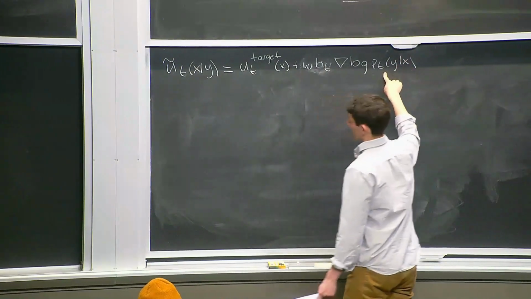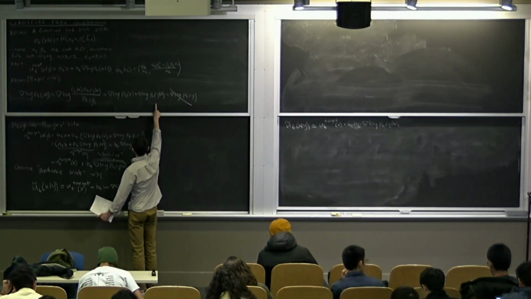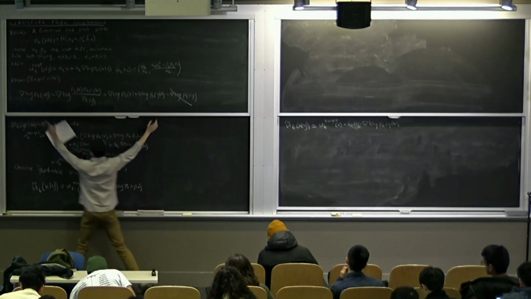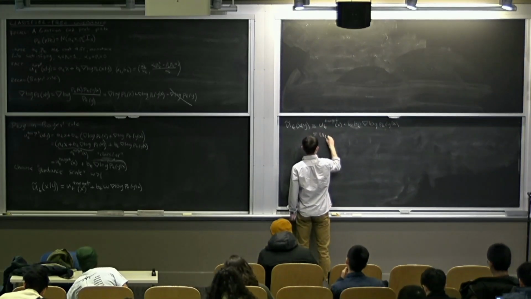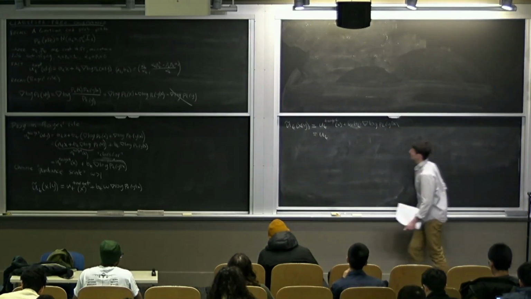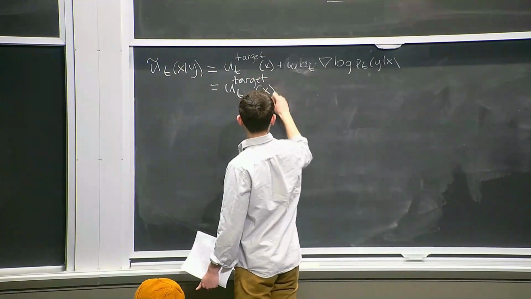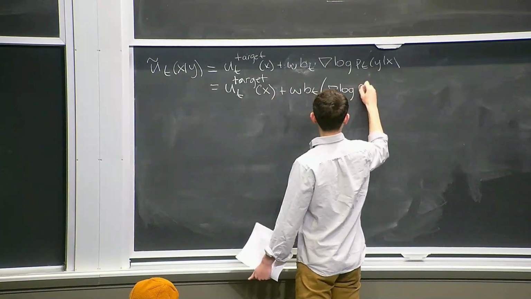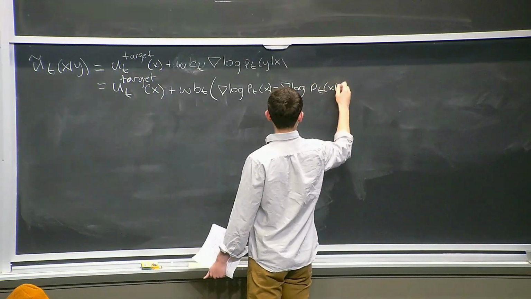Okay, now let's re-express this guy in terms of Bayes' rule again. So where was that term? This guy was here. So we can say that this classifier term, or again, as Tony pointed out, this is the classifier, but I'm just going to, with abuse of notation, say this is the classifier term. This guy is equal to this guy minus this guy. So I'm going to replace this with u_t target of x, plus w b_t times, plugging back in Bayes' rule, log p_t of x minus log p_t of x given y.